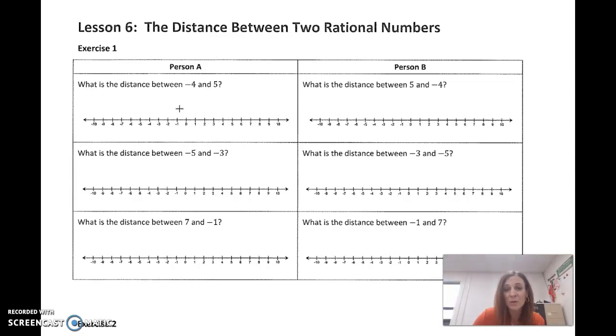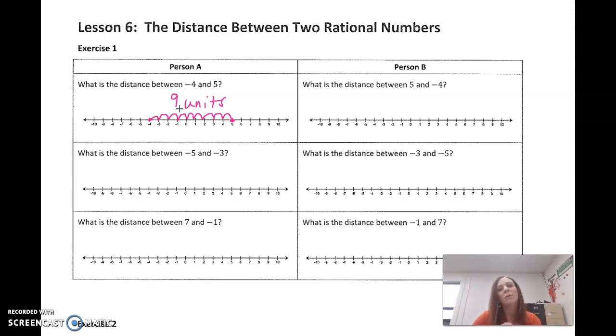Person A here. I guess there's person A and person B. What is the distance between -4, which occurs right here on the number line, and 5, which is over here on the number line? How far apart are they? 1, 2, 3, 4, 5, 6, 7, 8, 9 units. They're 9 units apart. It's really important that we understand that, because a lot of times we confuse that negative and say, oh, they're 1 unit apart. Well, no, -4 has to go to 0, and 5 has to go to 0. That's 4 and 5, that's 9.